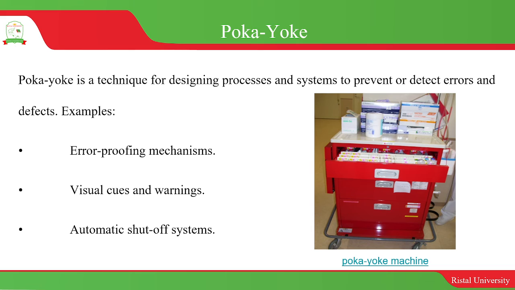Poka-Yoke is a technique for designing processes and systems to prevent or detect errors and defects. Examples are error-proofing machines. This is one of the machines you are seeing here that is being used in doing this. Then there are visual cues and warnings, and automated shut-off systems. Some of them are just automatic.